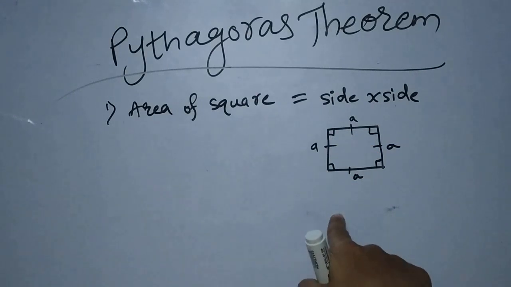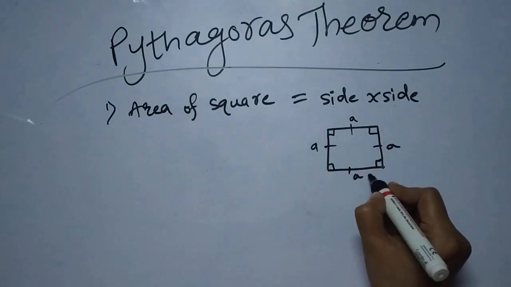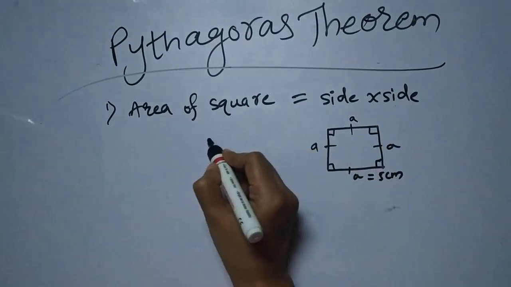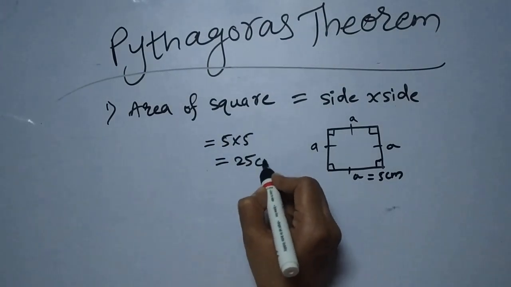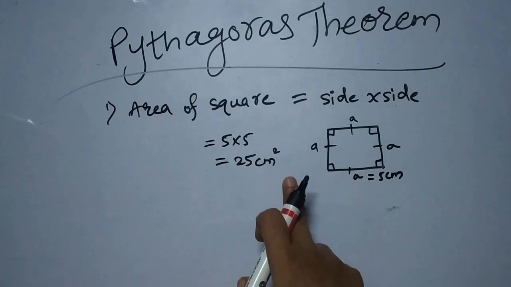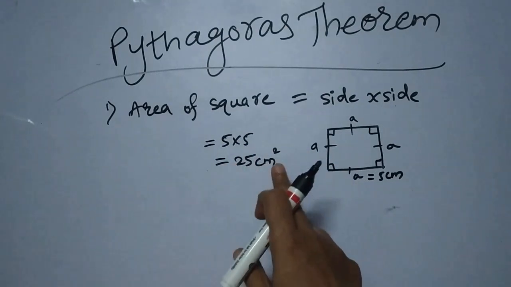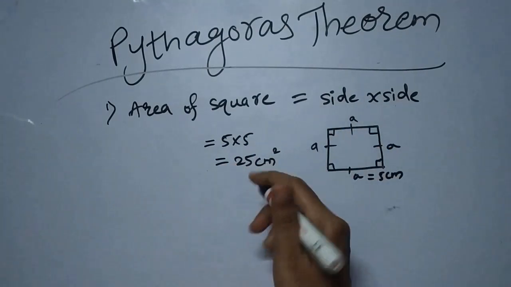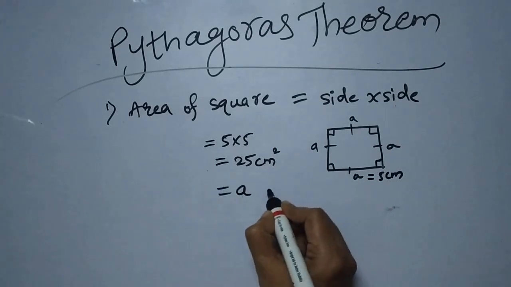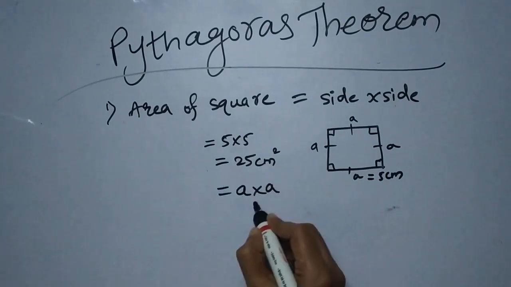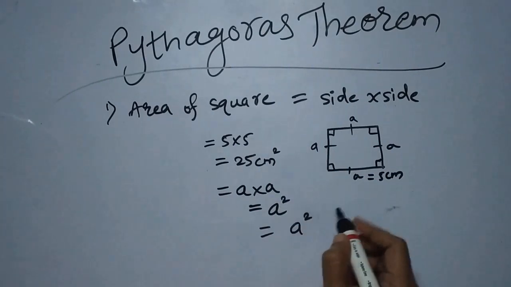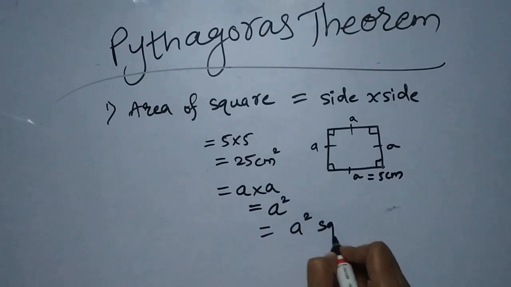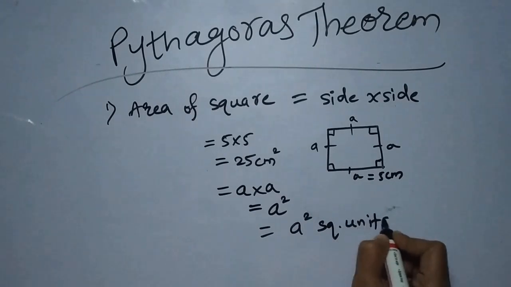So the area of a square, suppose its side is 5 centimeter. What is the area? 5 into 5, what will you get? 25 centimeter square. So if one side is A units, what is the area? A into A, what do you get? A square. So you can write A square units here.